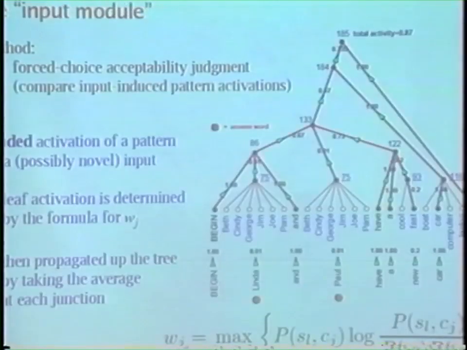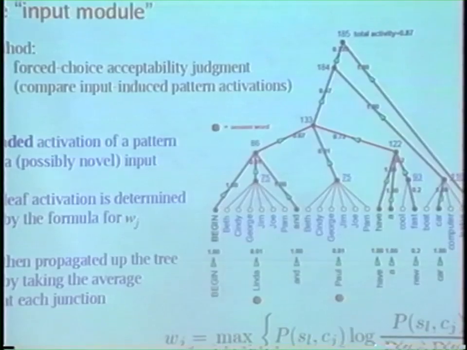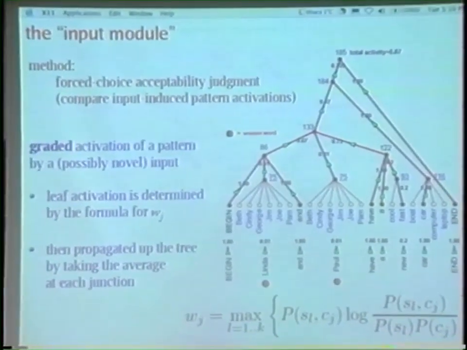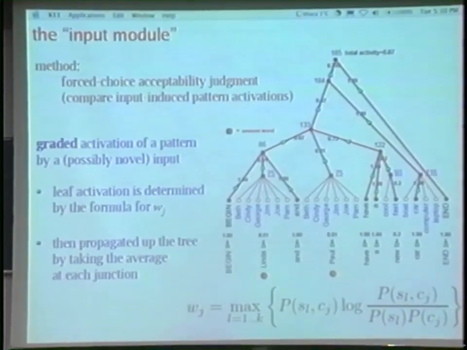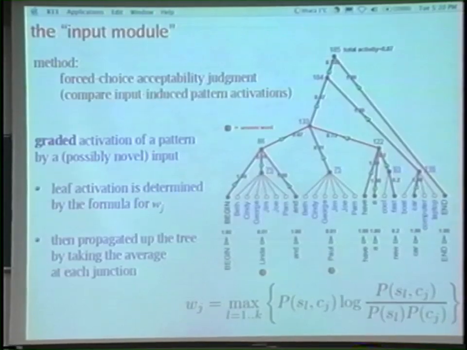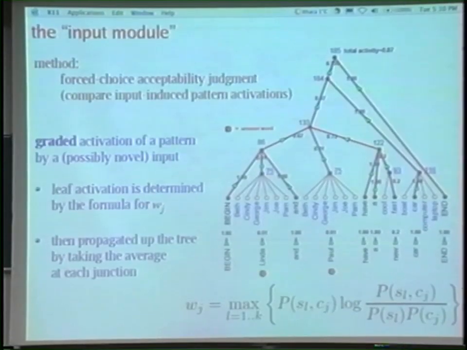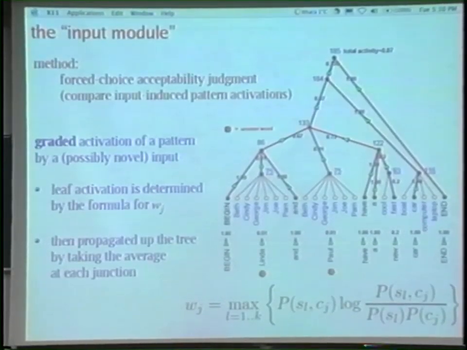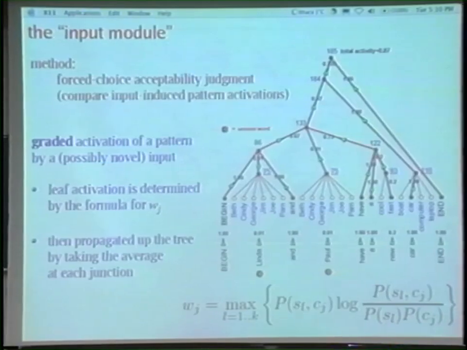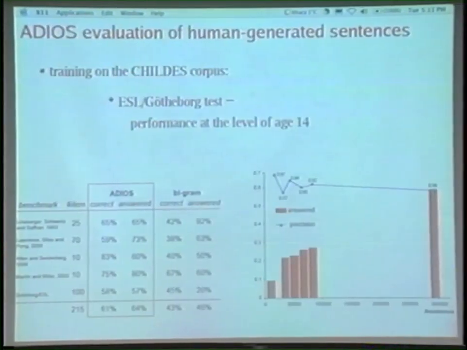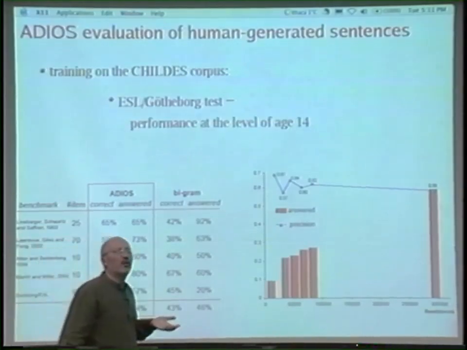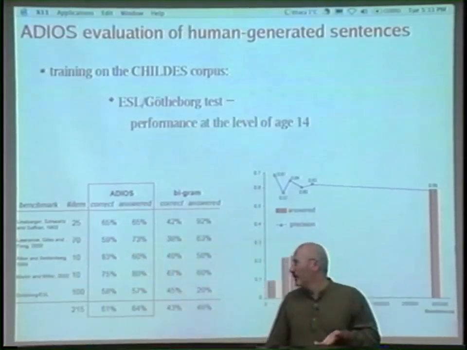There are some technicalities as to how we do it. Essentially the idea is to get our patterns activated to different degrees by the input, and we can do it even when there is pretty little overlap between the vocabularies. I'll skip all of this and just show you the bottom line. The bottom line is produced by a version of the ADIOS system trained on children-directed language, a corpus of about 3 million words.